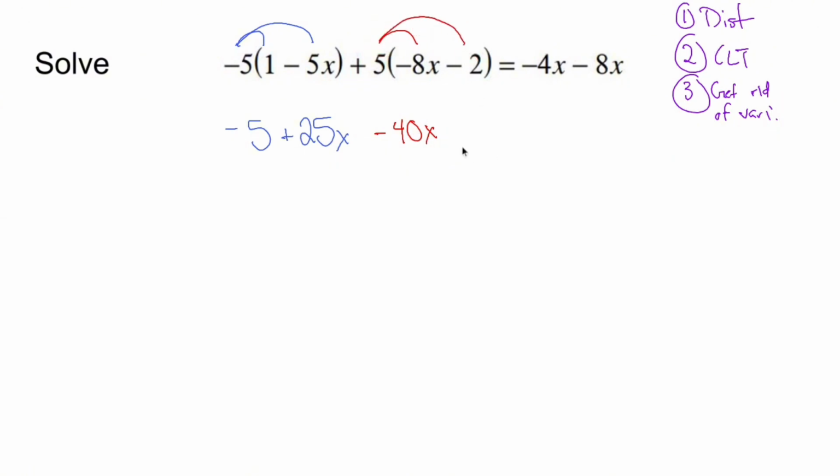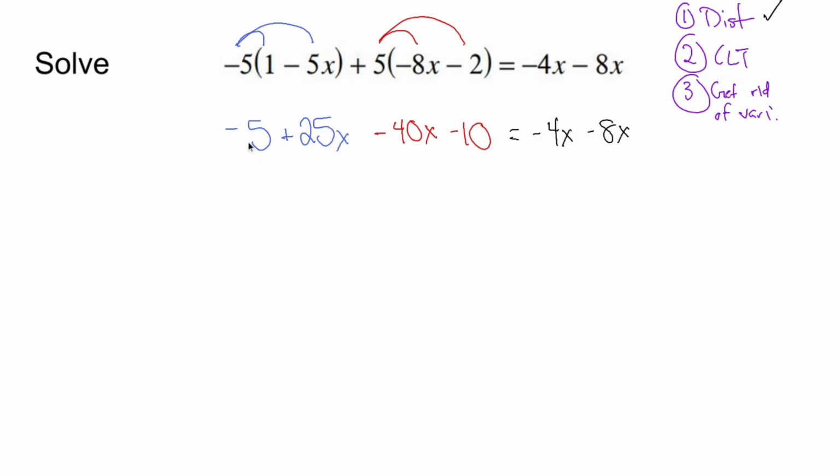Regular 5 times -2 is -10. And now we're done with that distributive property problem. On the right side, if you want to combine like terms, you can, but I won't yet. Now is the time where I want to combine like terms.